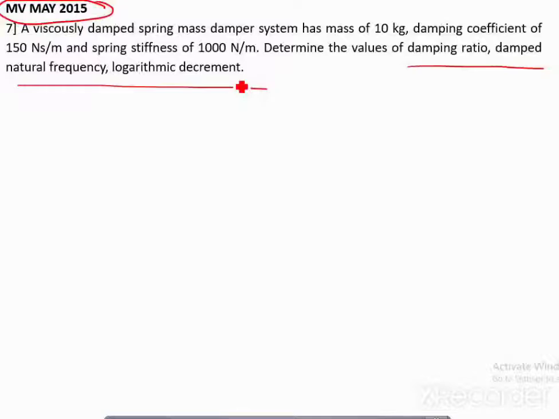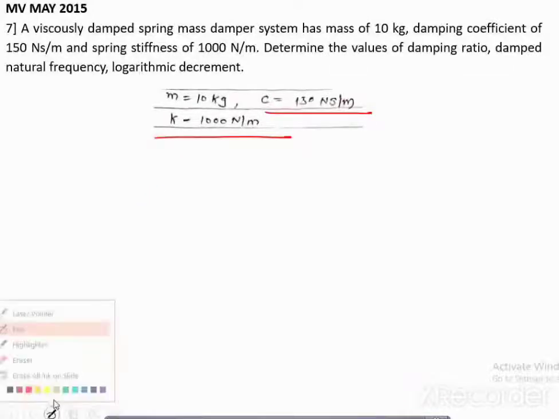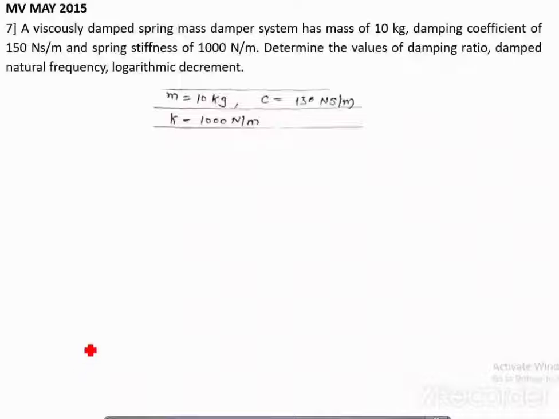See, they are just changing some data and trying to mix up the particular problem, and ultimately you have to shuffle the formulas and find the same things: damping ratio, damped natural frequency, logarithmic decrement. There is a list of formulas which I will give you at the end, which you must always remember. Already we have derived the same. So m is equal to 10 kg, c they have given, k they have given. So the data is almost given in this case, so it is easy.